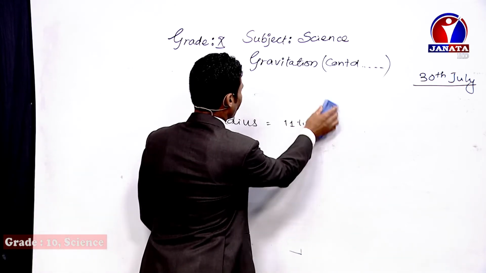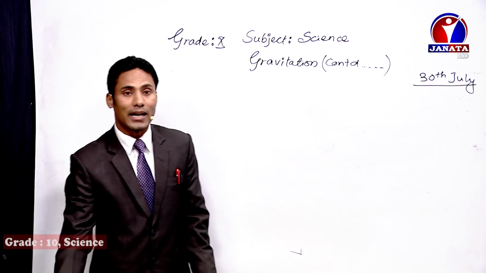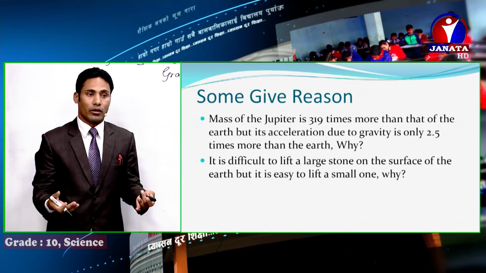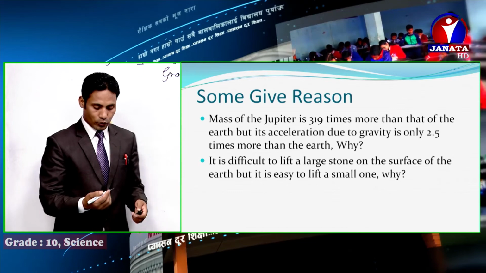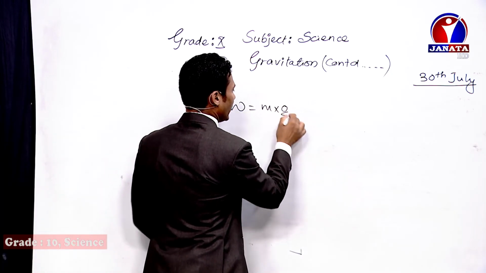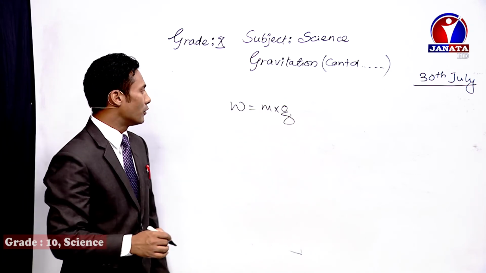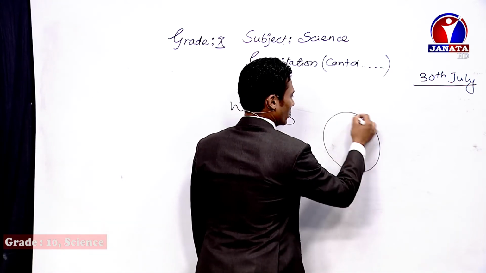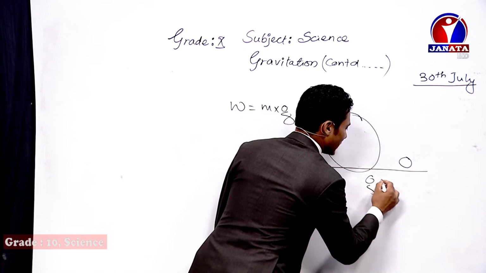Next one is there. Whenever we lift up two objects of different masses, it will be difficult to lift up the larger stone than the smaller stone. What is the reason? The formula of weight is mass into acceleration due to gravity, W equals m into g. And if we lift up the stones in the same place, then g is constant, right?